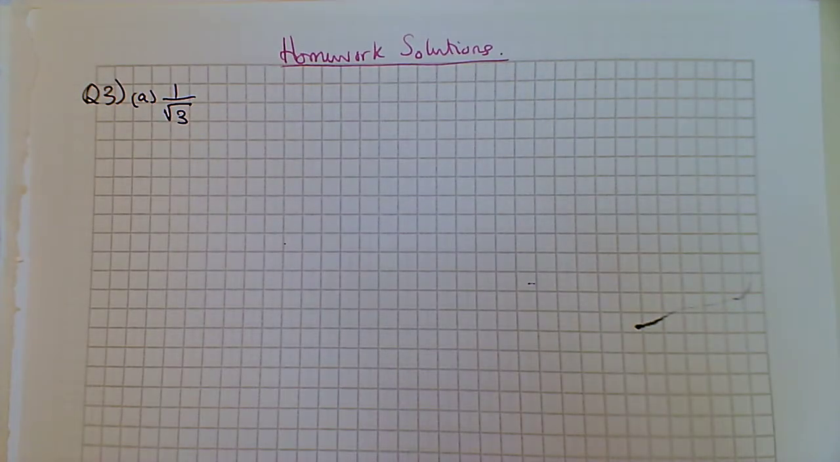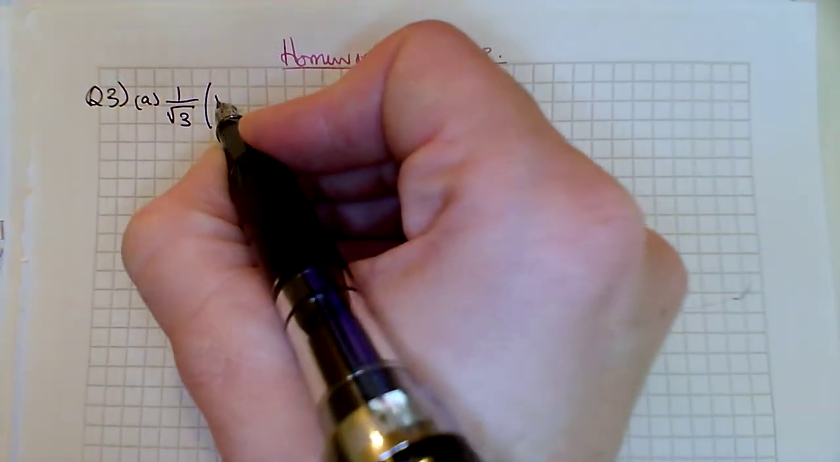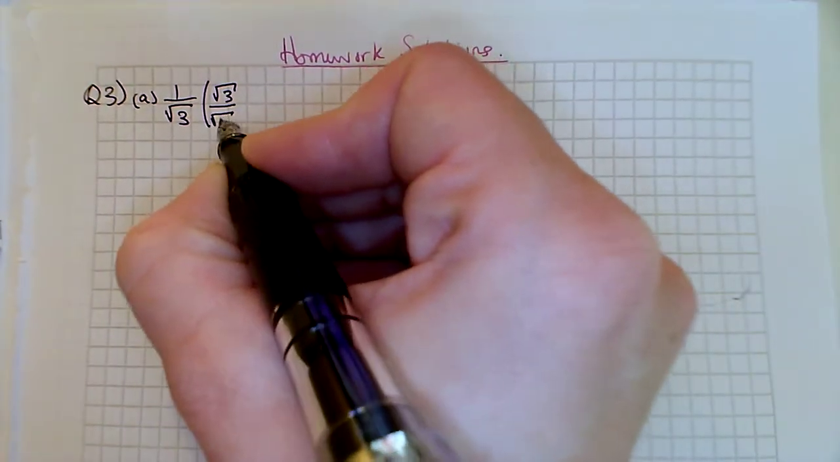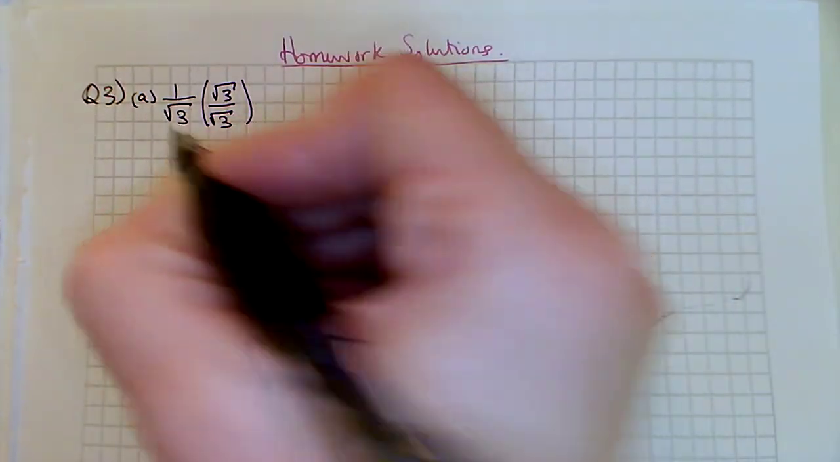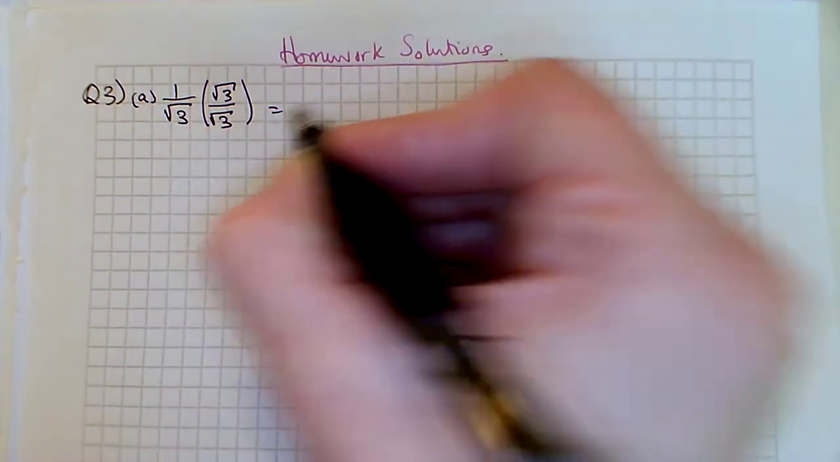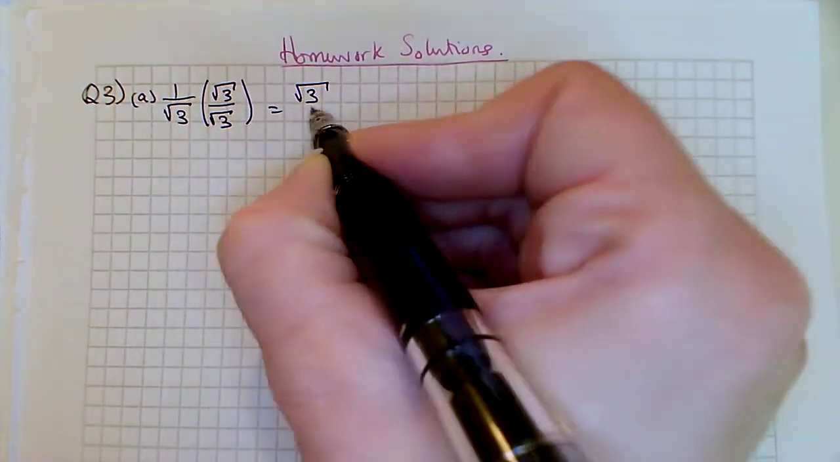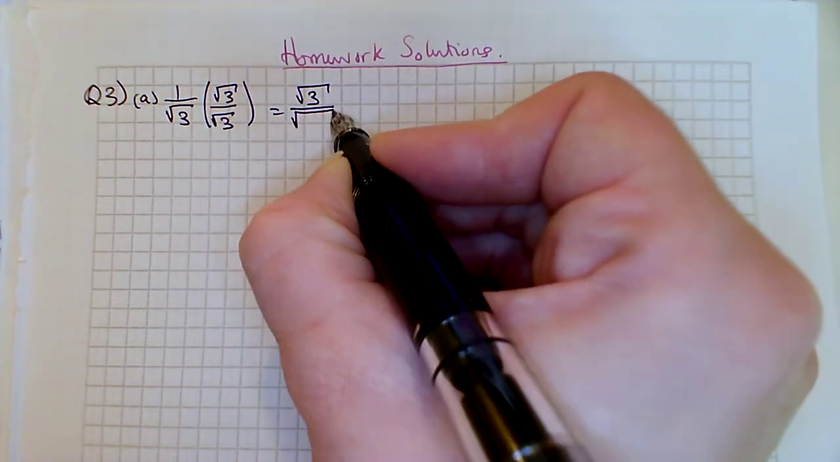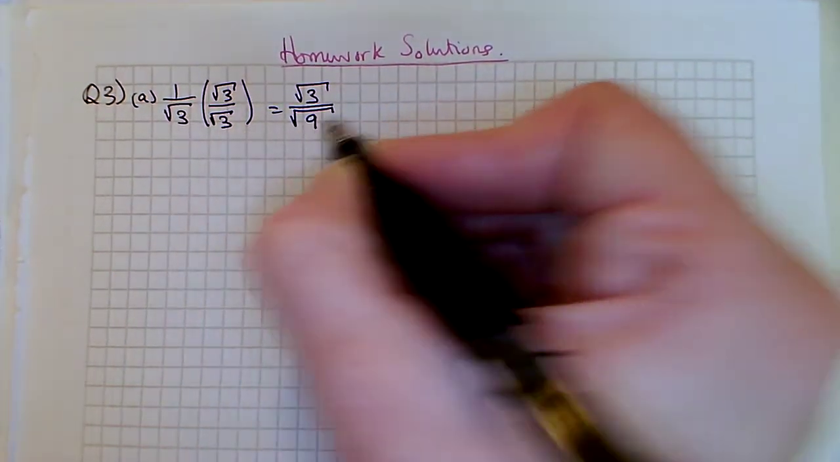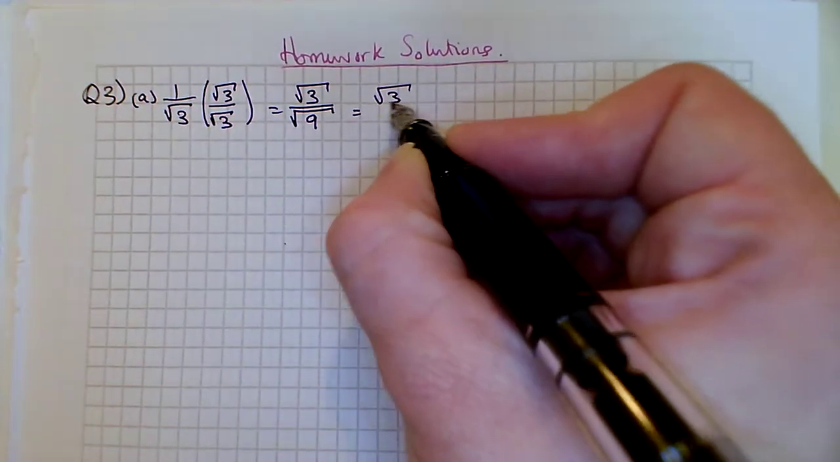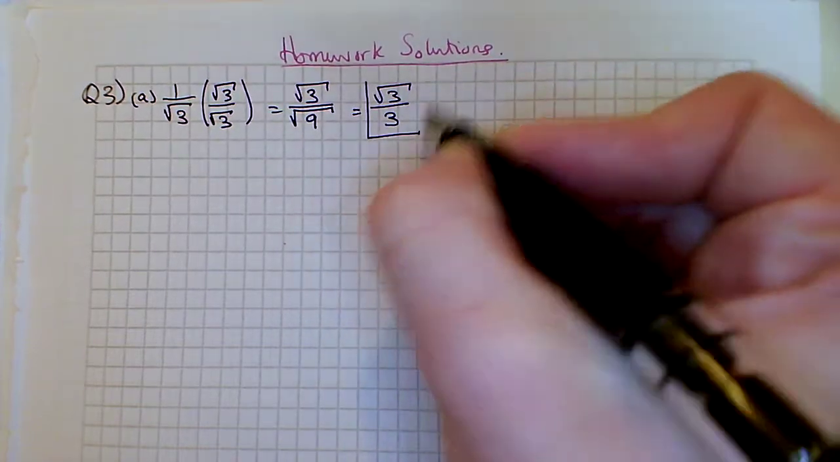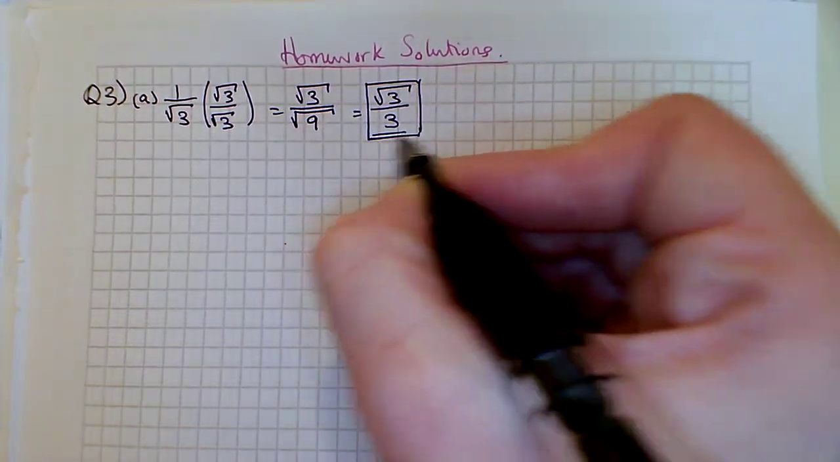First question, 1 over the square root of 3. We're going to multiply the top and the bottom by the same thing, by this third that's down here, the square root of 3, and we get the square root of 3 divided by the square root of 3 by 3, which is 9, and that's the square root of 3 over 3. So that's our answer.